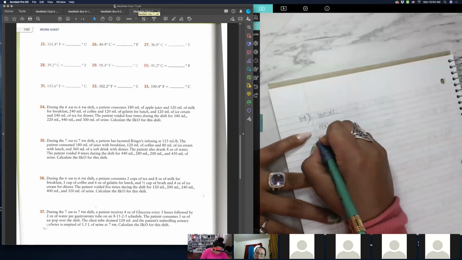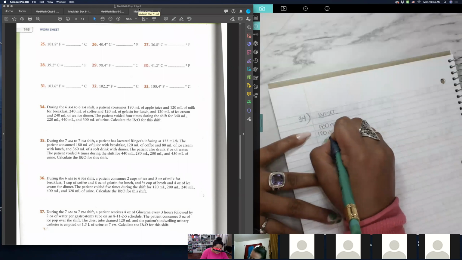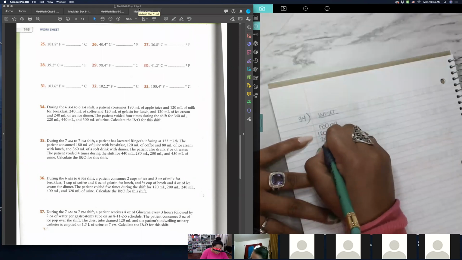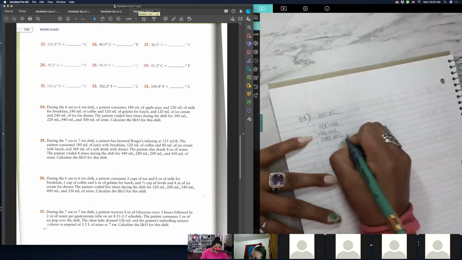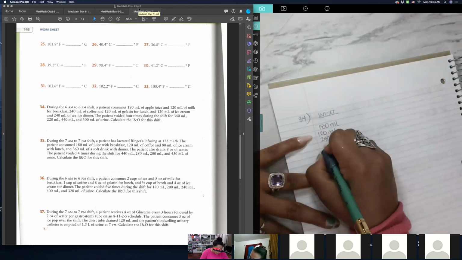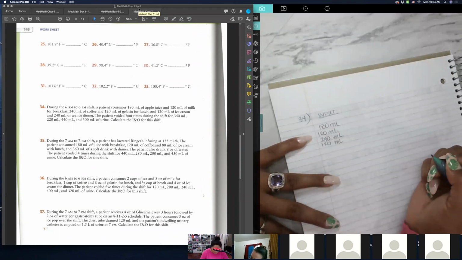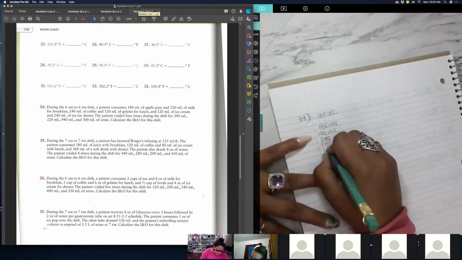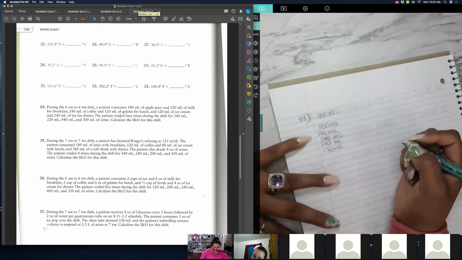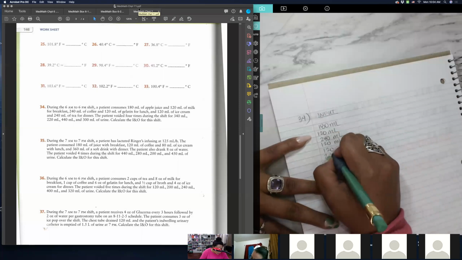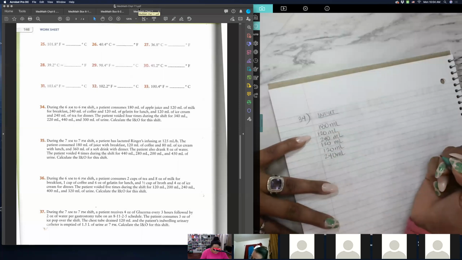I have 120 milliliters of milk for breakfast. I have 240 milliliters of coffee. I have 120 milliliters of gelatin for lunch and 120 milliliters of ice cream. Ooh, that sounds good. And 240 milliliters of tea for dinner.